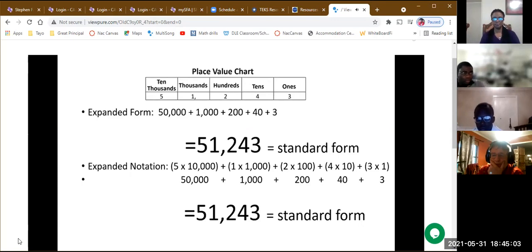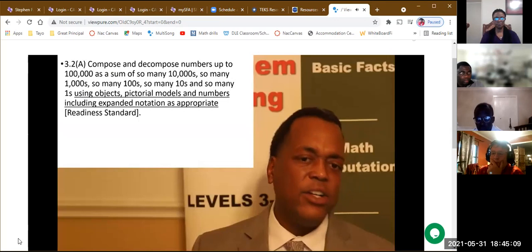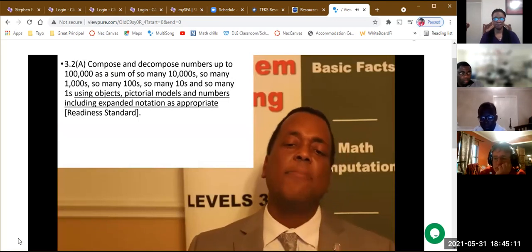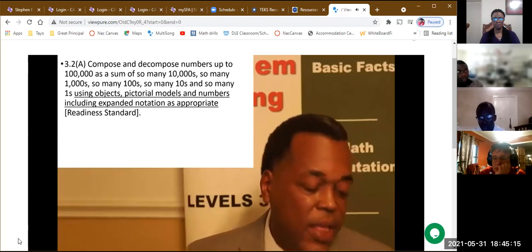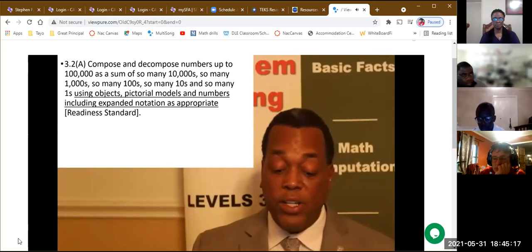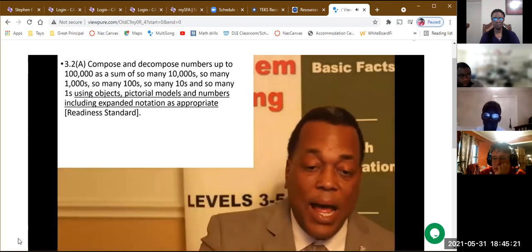Now on the next slide, I'm going to break down the rest of this standard. Now, the last part of the standard, it says using objects, pictorial models, and numbers, including expanded notation as appropriate. Now, we've already seen the objects that we're using, which is place value blocks.